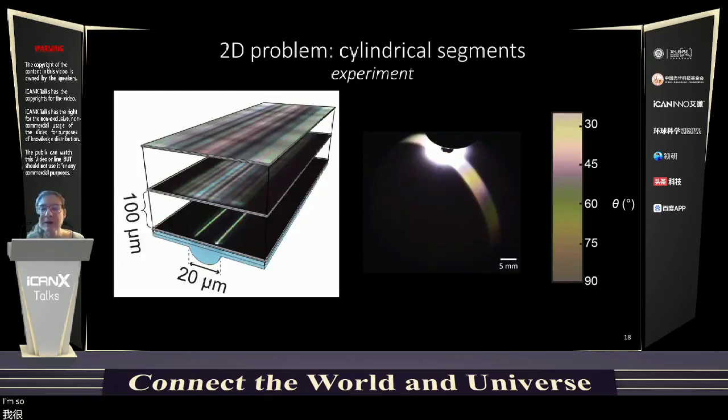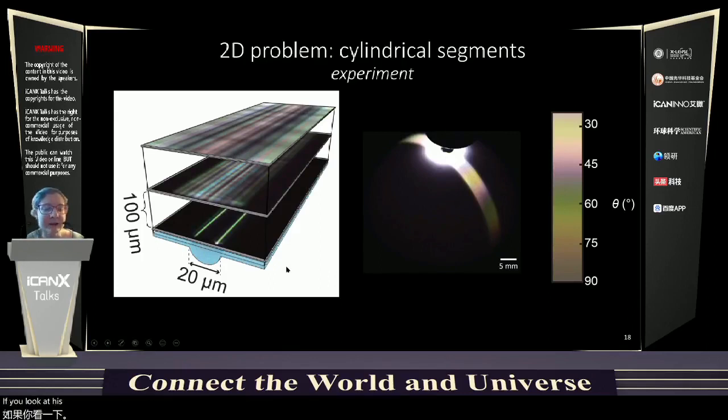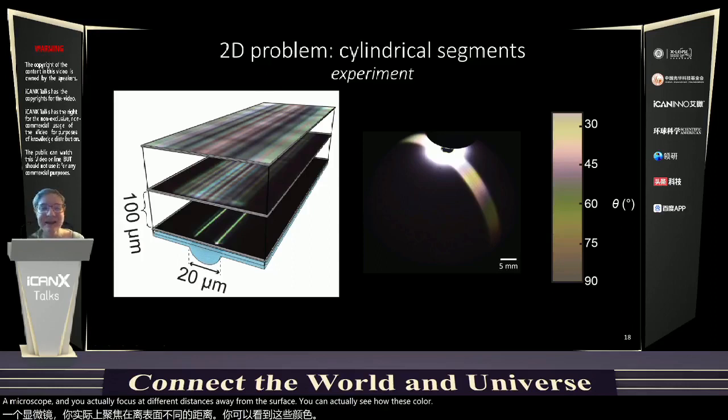So here's what the experiments look like. You see these reflected color bands from these cylinders on the macro scale. If you look at these structures in the microscope and you actually focus at different distances away from the surface, you can actually see how these color bands evolve and change as you go farther from the surface.